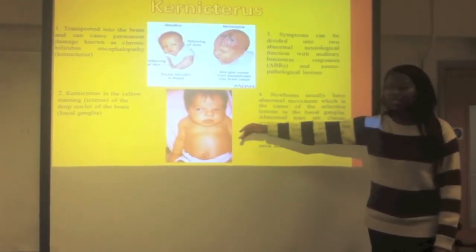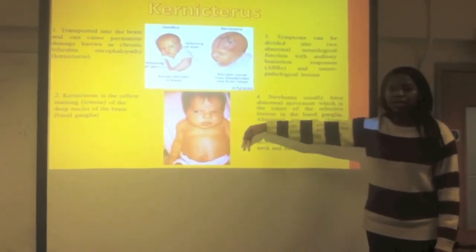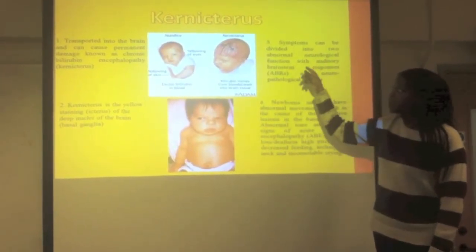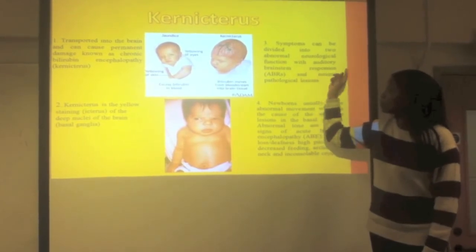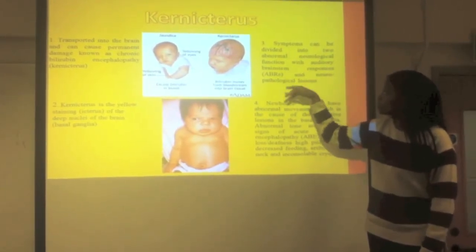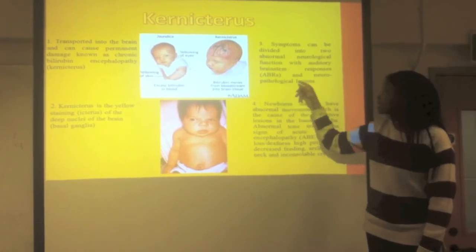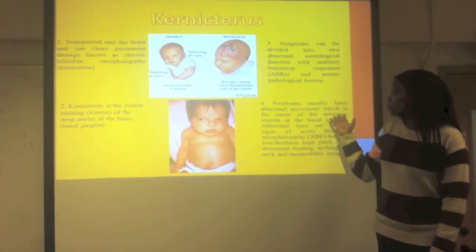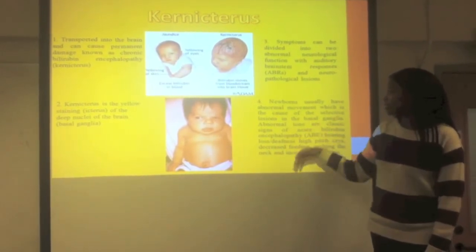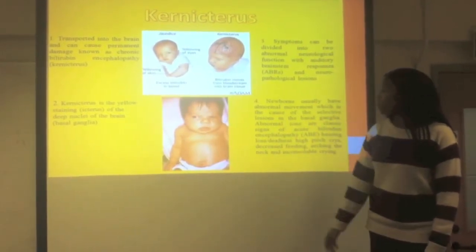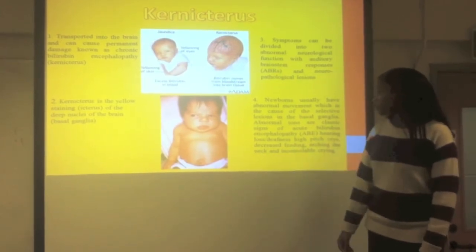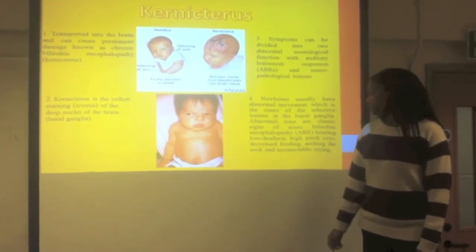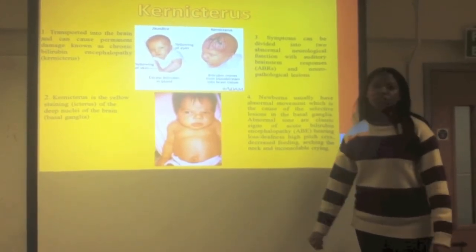Kernicterus is also the yellow staining icterus of the deep nuclei of the brain, normally in the basal ganglia. Symptoms can be divided into abnormal neurological function with auditory brainstem responses, ABRs, and neuropathological lesions. Newborns usually have abnormal movement, which is a cause of the selective lesions in the basal ganglia. Abnormal tone are classic signs of acute bilirubin encephalopathy, along with hearing loss, deafness, high-pitched cries, decreased feeding, arching of the neck, and inconsolable crying.